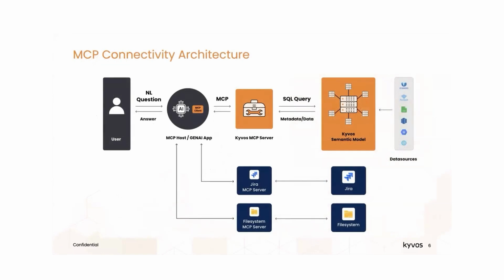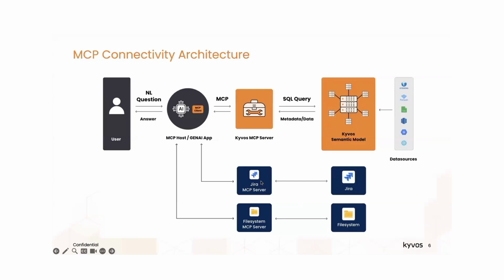Now let's have a look at the primary components of the MCP ecosystem. As you can see in the third column here, there are different MCP servers mentioned, the first one being the Kyvos MCP server, then there's a Jira MCP server, there could be a file system MCP server, and then there could be other MCP servers. Now the MCP server is responsible for fetching data from the backend server. In this case, the Kyvos MCP server is fetching the data and metadata of the Kyvos semantic model from the Kyvos backend server, while the Jira MCP server is responsible for fetching details about the data in Jira from the Jira backend server.